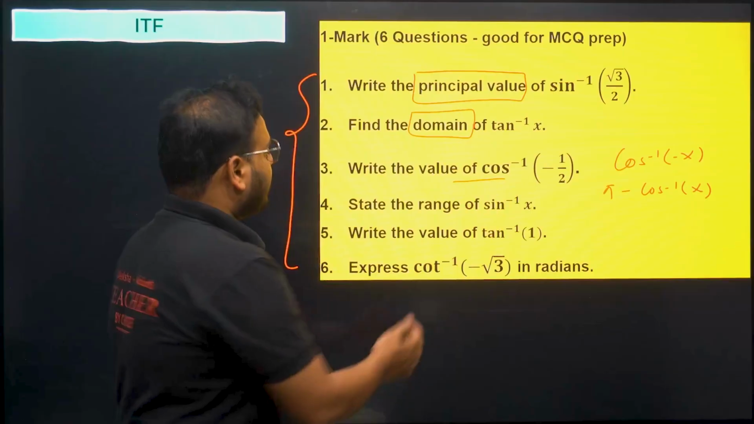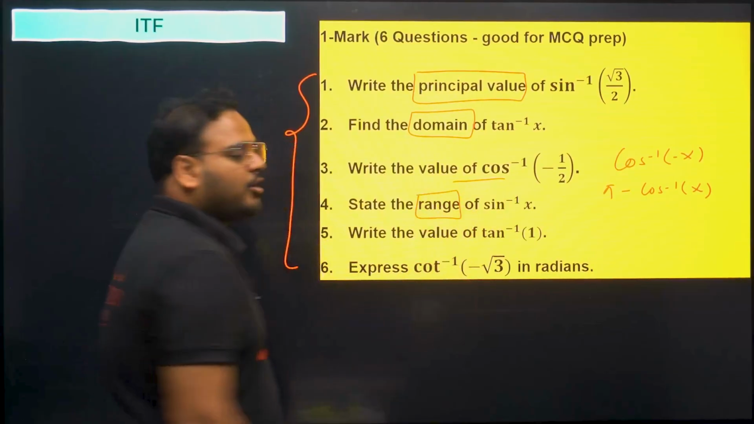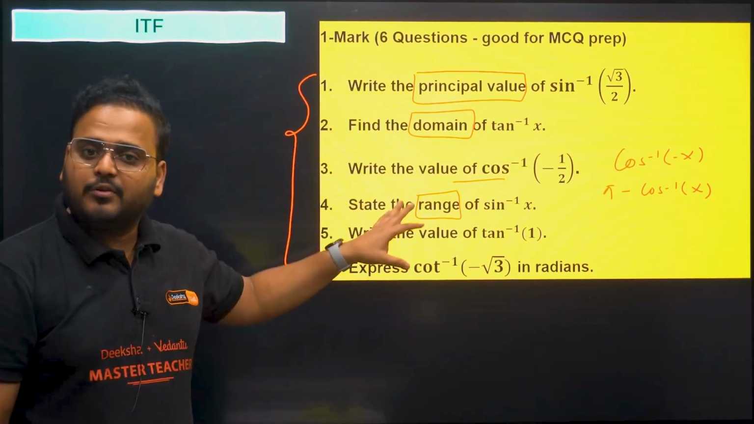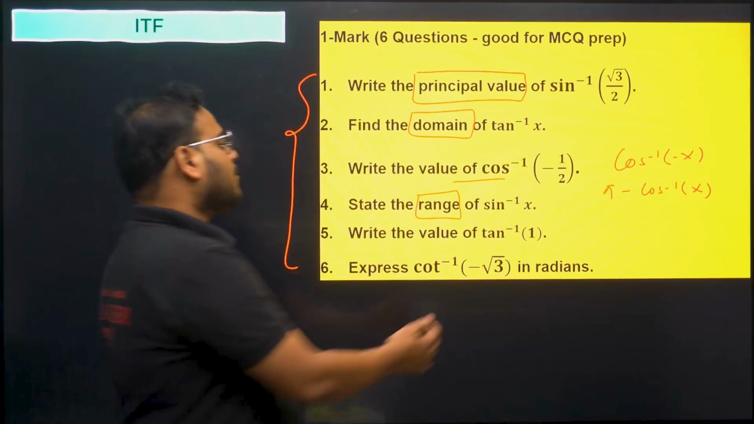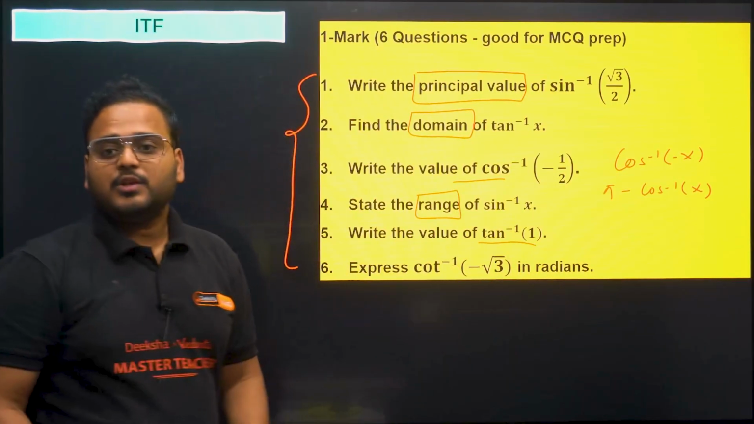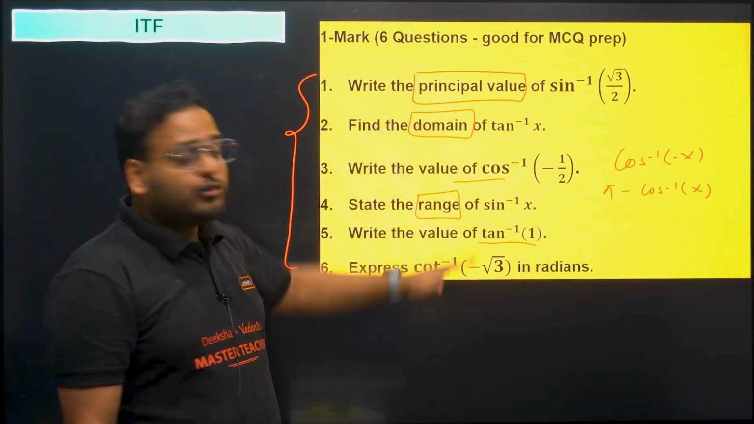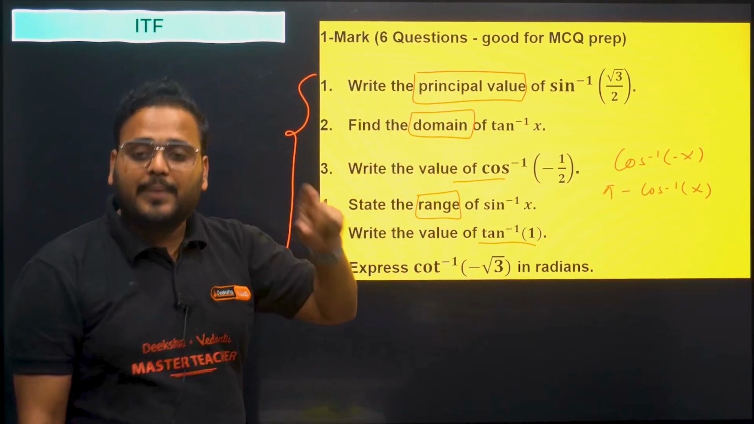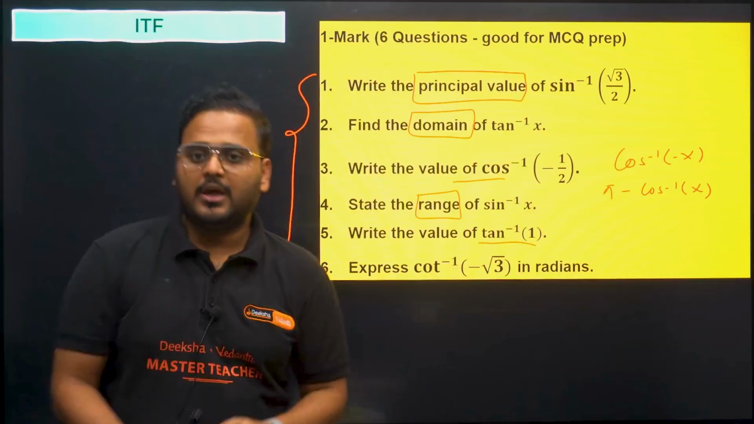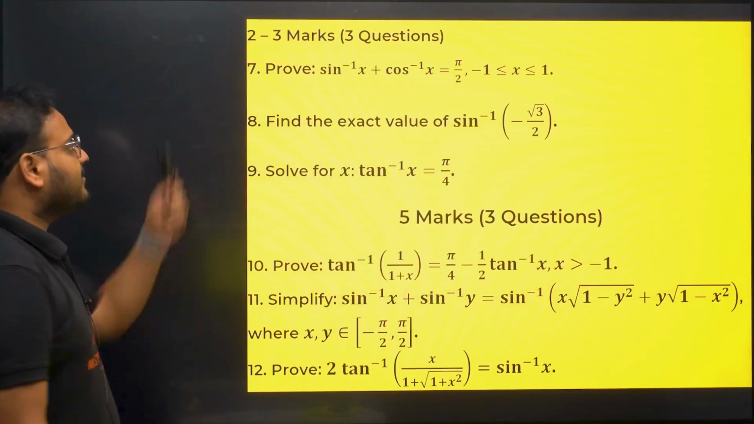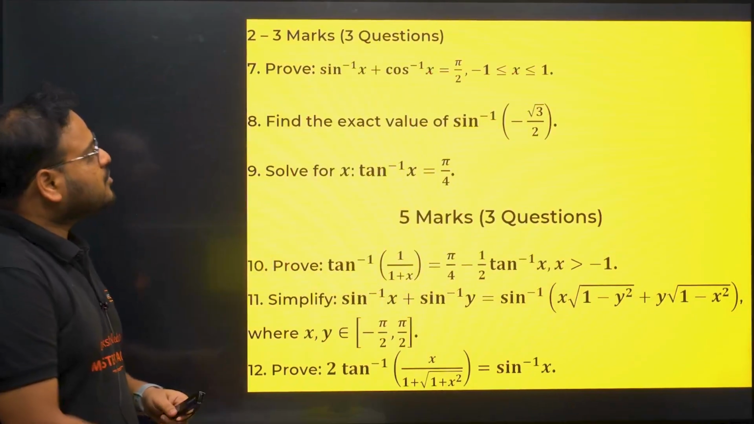Again range, an important topic, basically the table I have given you, right? That is good enough. Here also special angles. So with the help of the questions I have given you, you can see how to complete those particular topics. Again this is 1 marker from ITF, and 2 marker, 3 marker or 5 marker is also given here.